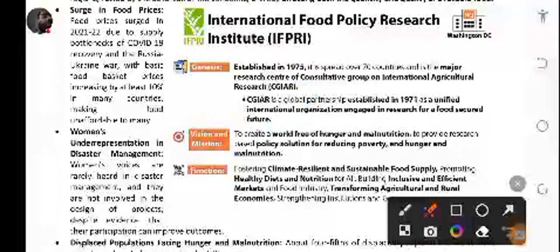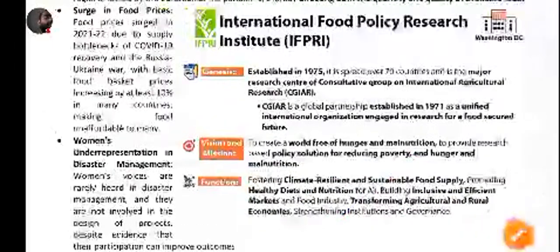The Consultative Group on International Agriculture Research is a global partnership established in 1971 as a unified international organization engaged in research for a food-secure future. Vision and mission: to create a world free of hunger and malnutrition, to provide research-based policy solutions for reducing poverty and ending hunger and malnutrition. Functions: fostering climate resilience, sustainable food supply, promoting health, diet, and nutrition for all, building inclusive and efficient markets and food industry, transforming agriculture and rural economies, and strengthening institutions and governance. That much.